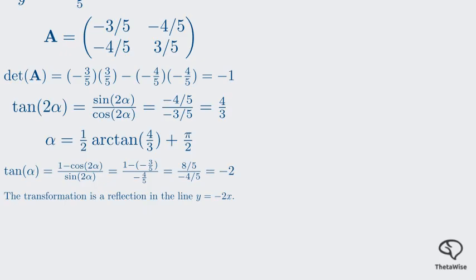We have now seen how reflections are represented by matrices with a determinant of negative 1 and how to find their mirror lines. Our next transformation is a stretch. Stretches scale an object along a specific axis.